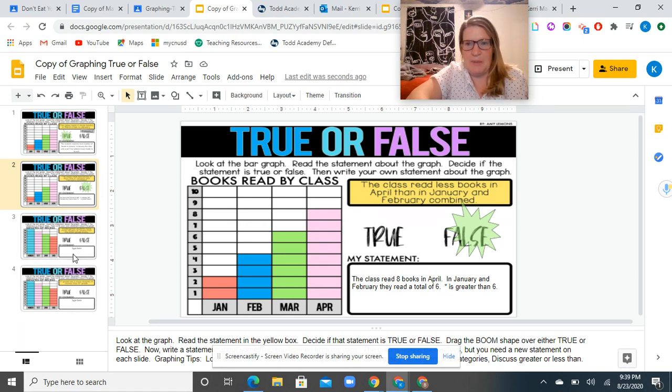When you're done, you're going to hit submit and turn it in. Your parents can help you read the graph questions if you want, help you type the statement if that's easier for you, because I know it can be hard to type. So I just need to see that you're understanding this. So have fun working on it. Do your best. There's directions down here at the bottom if you need help.